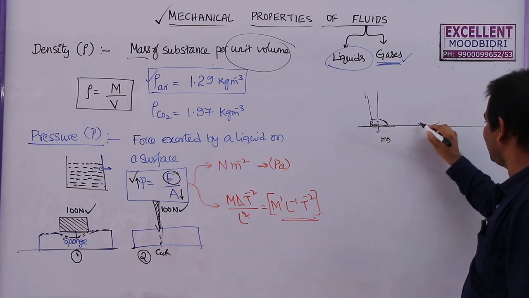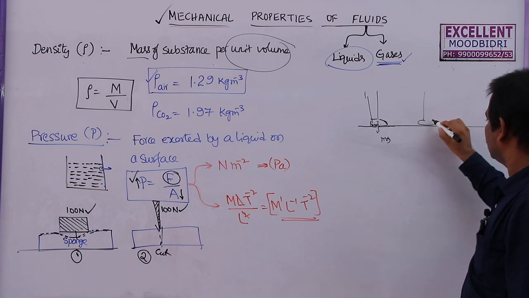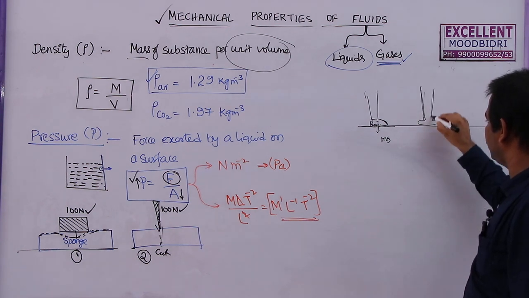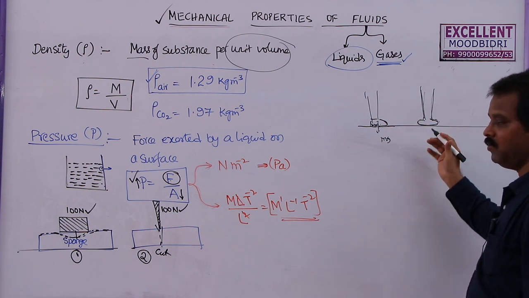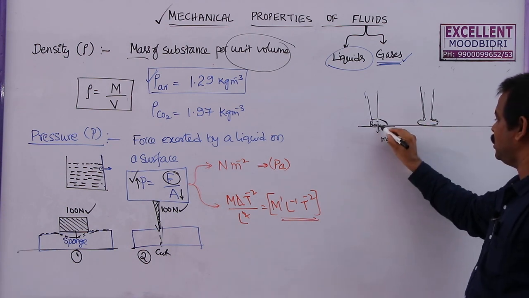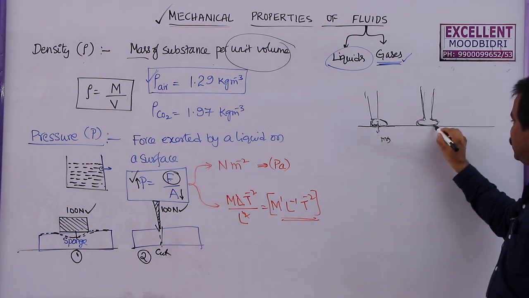Whereas if you take the feet of a camel, the area of the camel's foot is too large when compared to the area of our feet. So why is it provided like this?